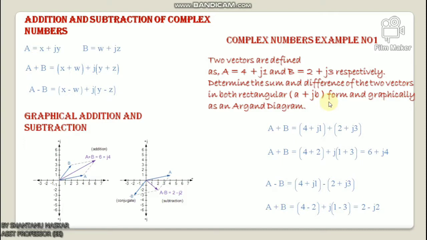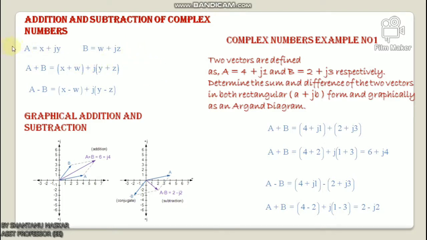So for addition, the real parts are firstly added together to form the real part of the sum, and then the imaginary parts to form the imaginary part of the sum. And this process follows using two complex numbers a and b as an example. So very simple process, just listen to my voice.